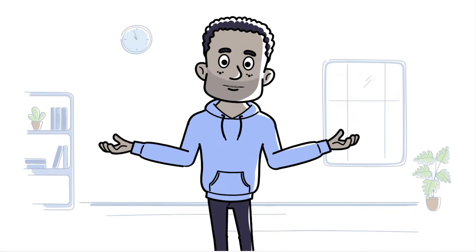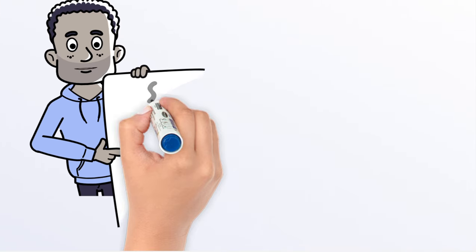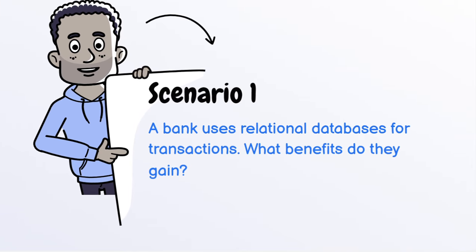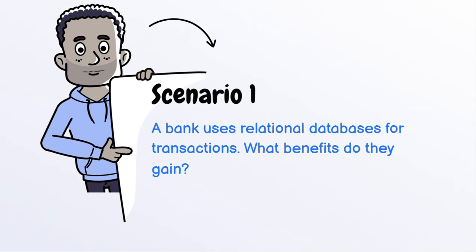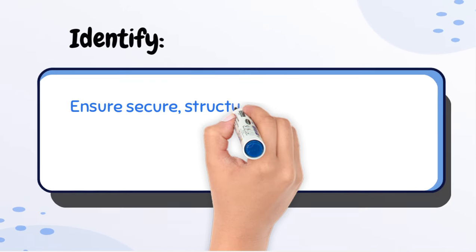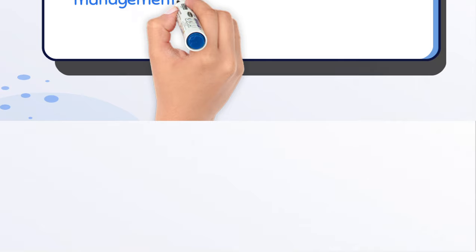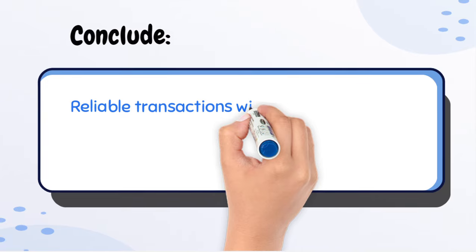Let's review with some practical real-world scenarios. A bank uses relational databases for transactions. What benefits do they gain? Identify. Ensure secure, structured data management. Conclude. Reliable transactions with quick data access.